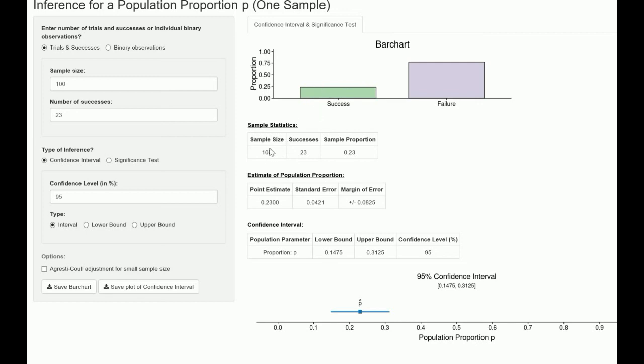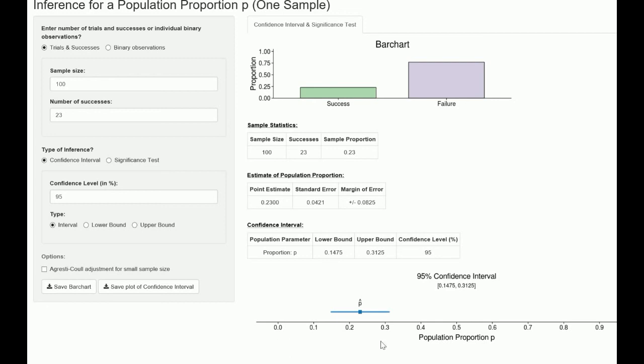This is just another way of summarizing it. We've got a bar chart and a table summarizing it. We've got the estimate of our population proportion, our point estimate, and the standard error that we calculated, which is the same as before, 0.0421, and this is the margin of error. If we had actually looked at that margin of error, which is the CV times the SE, we would have gotten 0.0825. That's what we add and subtract from our point estimate to calculate our confidence interval. So we end up with a confidence interval of 0.1475 to 0.3125. When we did it, we rounded to the third decimal place and ended up with 0.148 to 0.312, and that's not bad.